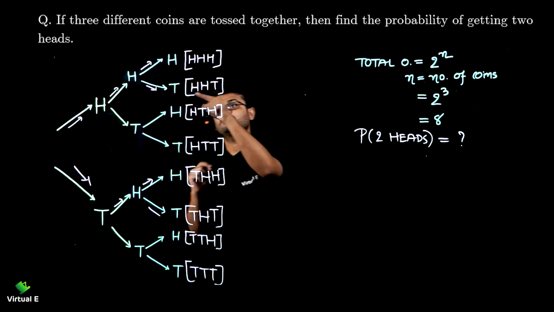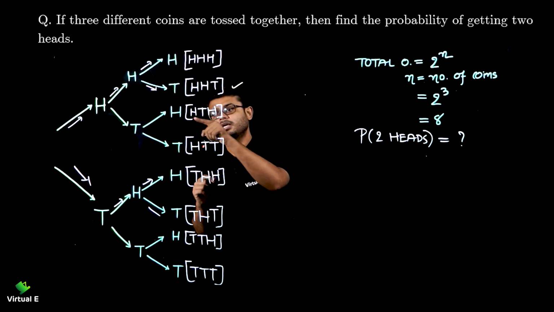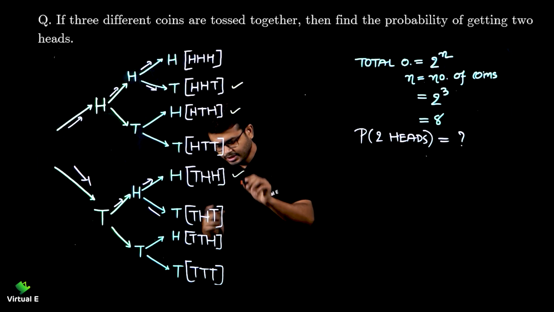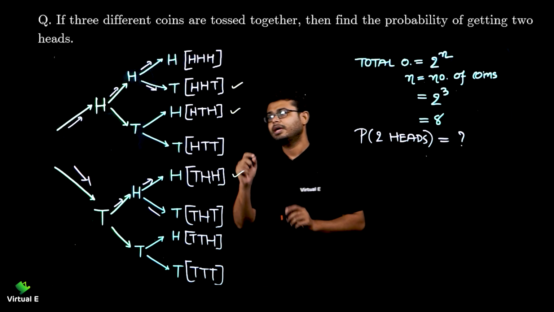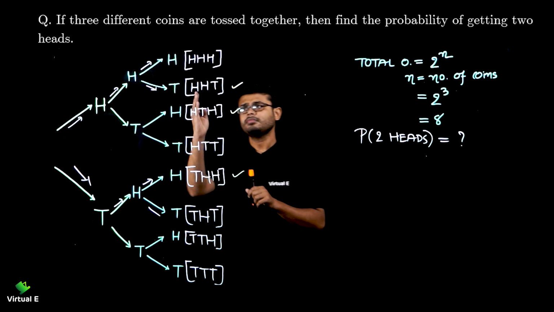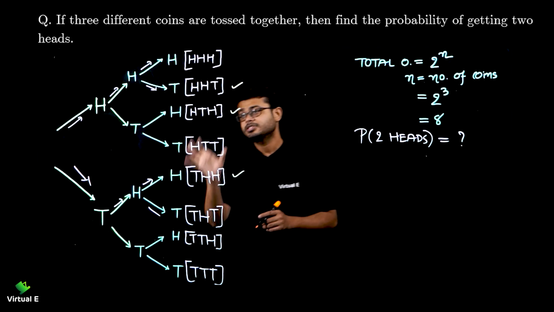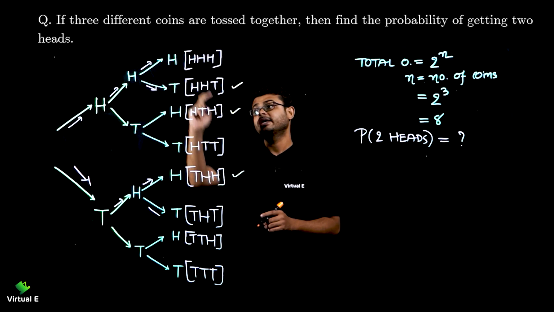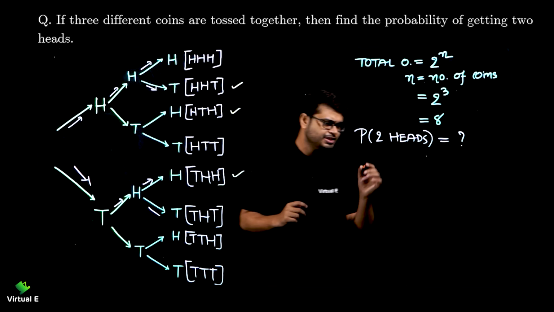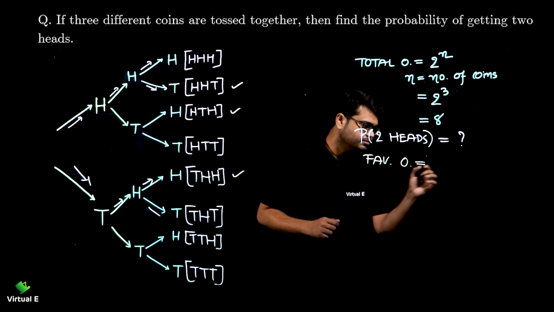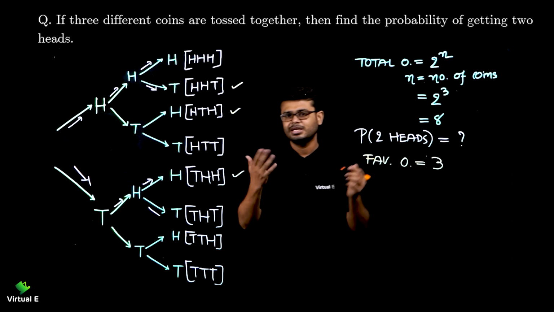So how many are there? Okay, HHT. So this one, HTH, 2, then 3. That's it, right? Now you must be thinking HHT and HTH, so order doesn't matter, right? So how many outcomes are we getting? 1, 2, and 3. So let's write here that favorable outcomes are 3.